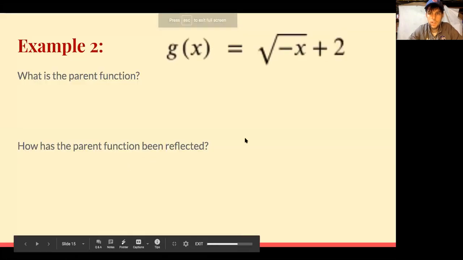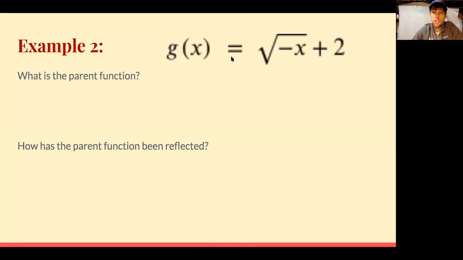All right, we just did that. So now, example number 2. We have our function g of x, which is the square root of negative x, plus 2. All right, so we want to identify the parent function. In this case, we are dealing with the square root function. That'll be our parent.